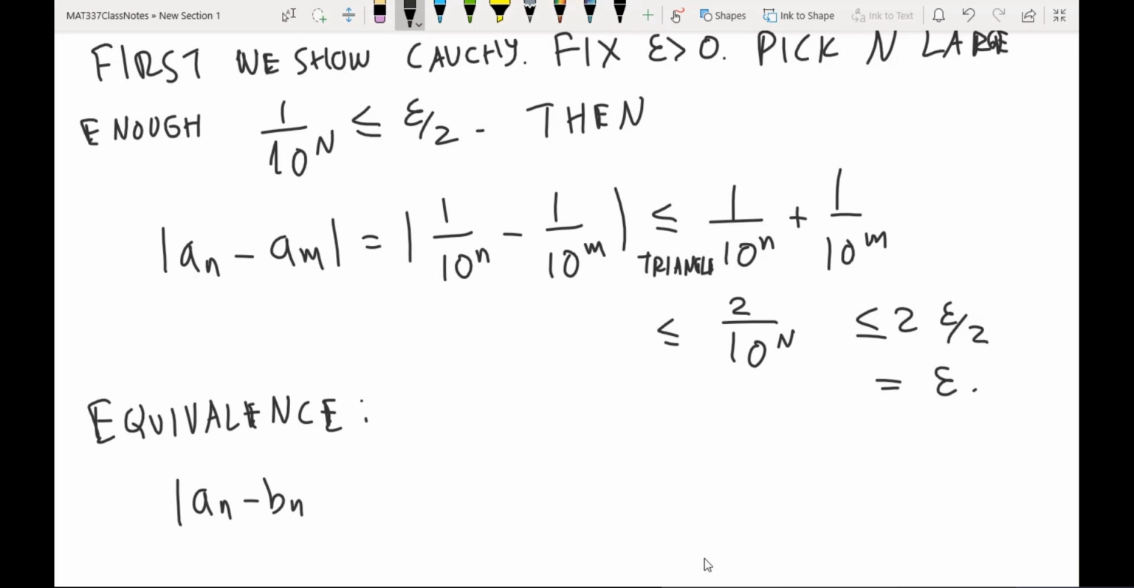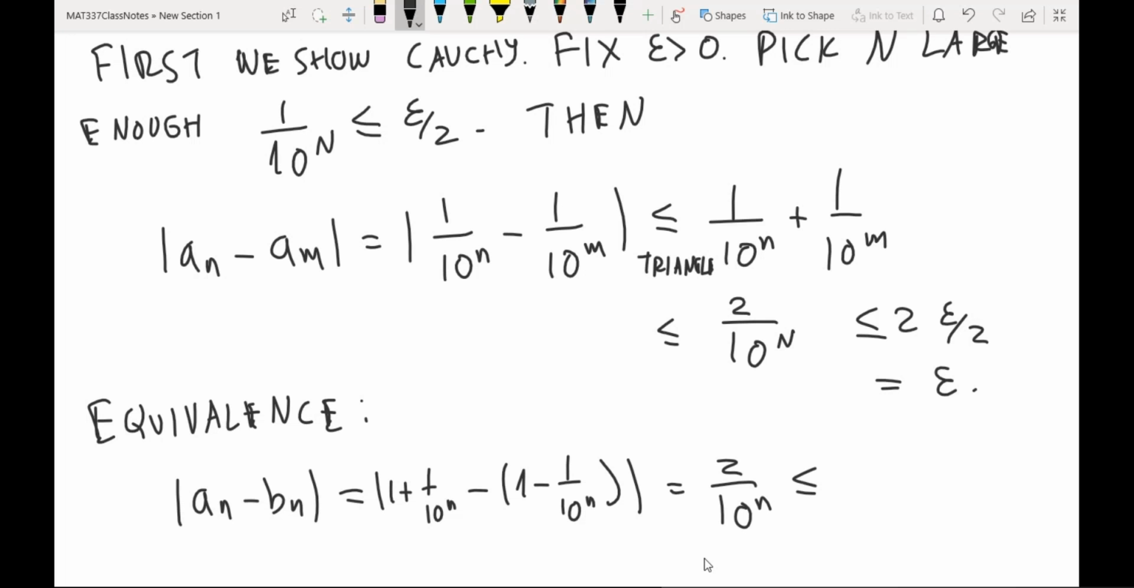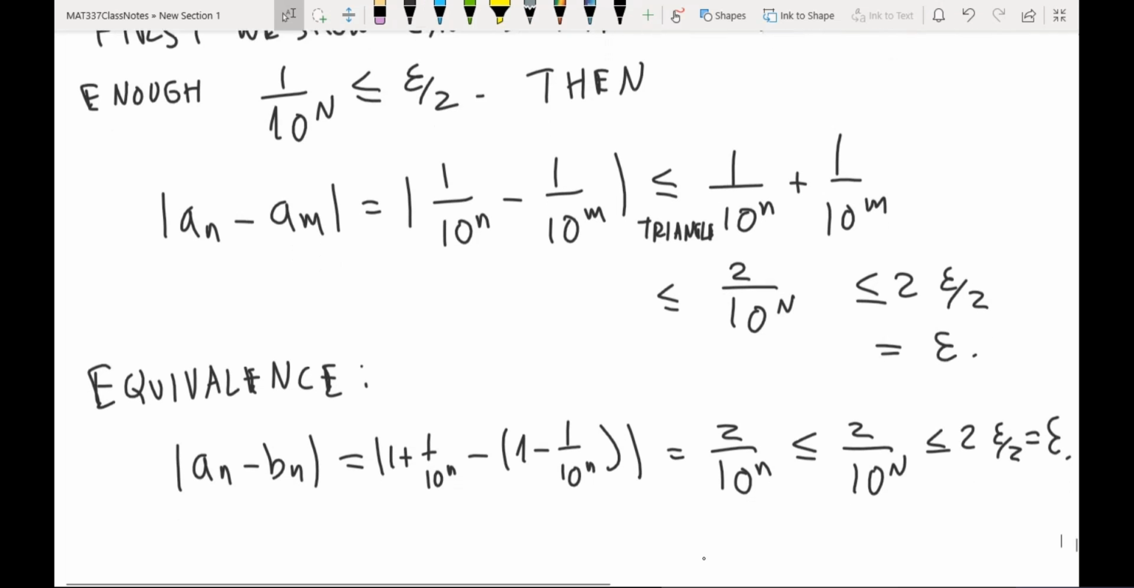An minus bn is equal to 1 plus 10 to the n, minus 1 minus 10 to the n, which is just 2 times 10 to the n. So for the same n, we get epsilon. So they are indeed equivalent.